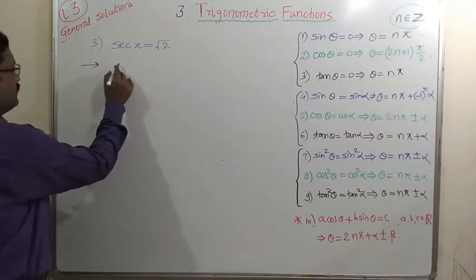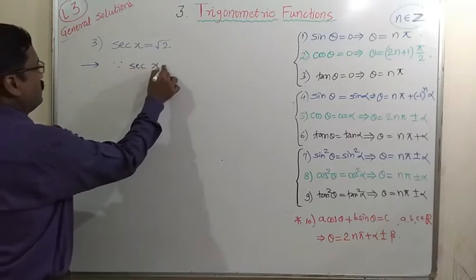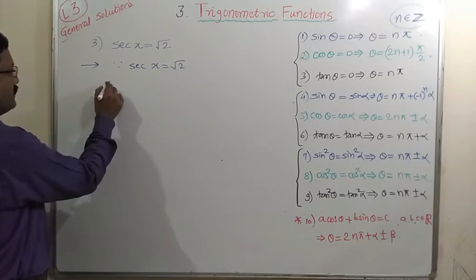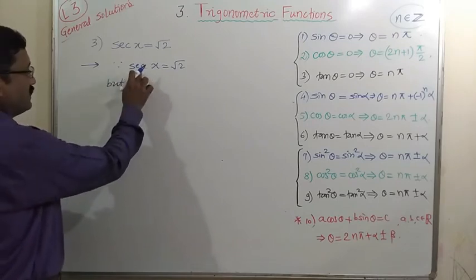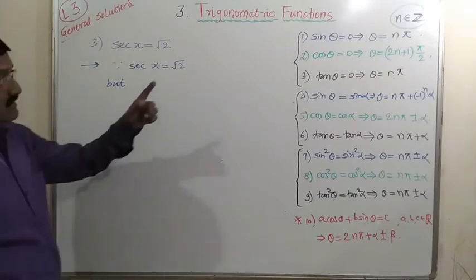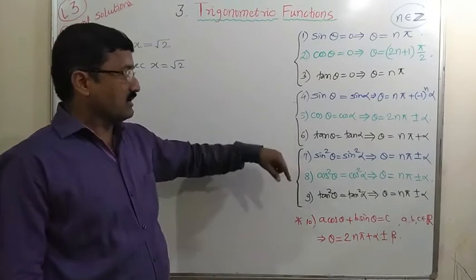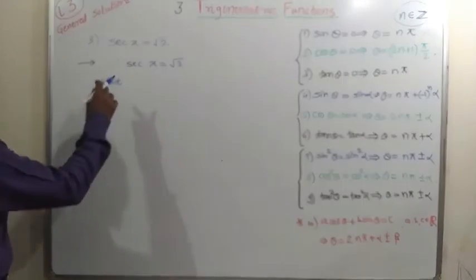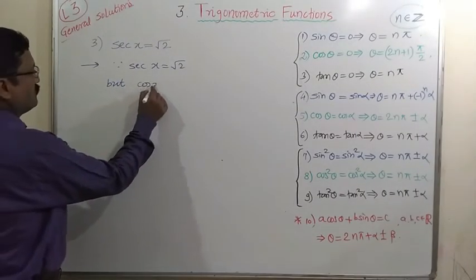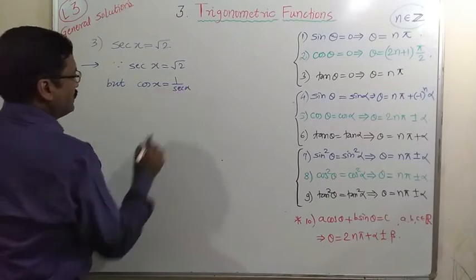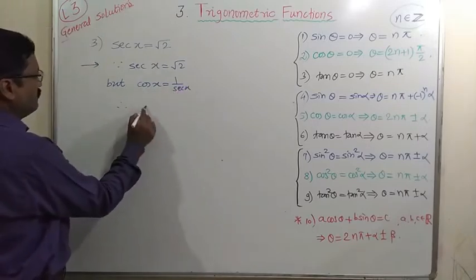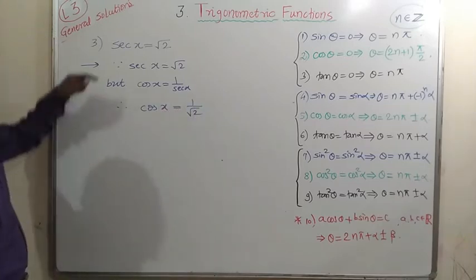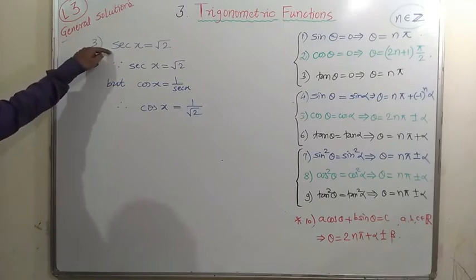So we will write, since given sec x equal to root 2, we will convert this sec into cos. Whenever sec, cosec and cot are given, we will convert them into cos, sin and tan respectively. So here sec x is given, therefore cos x equal to 1 upon sec x, or sec x equal to 1 upon cos x. Therefore we get here cos x equal to 1 upon root 2.